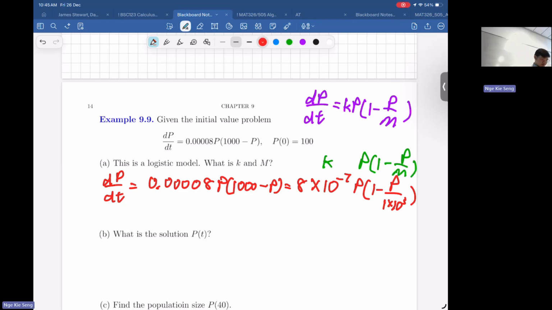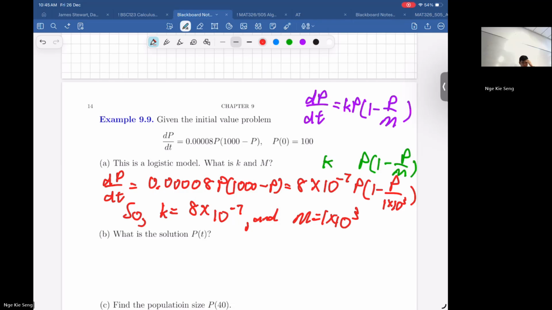In this case, we have k equals 8 times 10 to the negative 7, and m equals 1 times 10 to the 3. Then we can try and use formulas. So what formula do we have just now? The formula was pt equals m over 1 plus a times e to the kt, such that a equals m minus p over p.